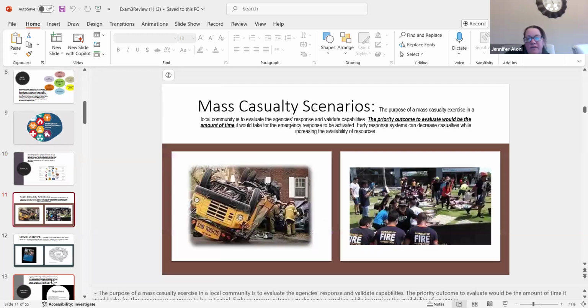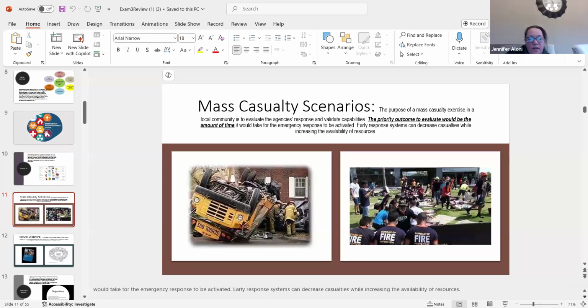Mass casualty scenarios. Our purpose in this is to see how quickly it can get done and how we can improve it. So think of our fire drills, our evacuation drills. The purpose is to see how much time it takes, and then how quickly we can get through it and do it effectively. Because the quicker you can get out of a mass casualty, the better.